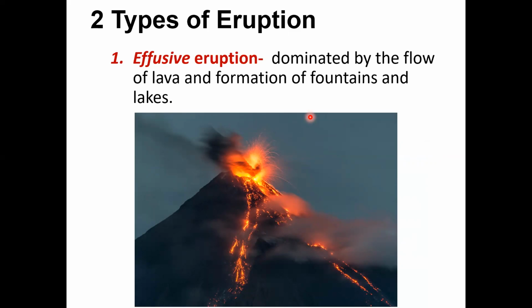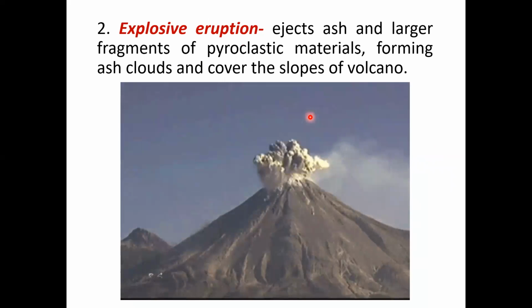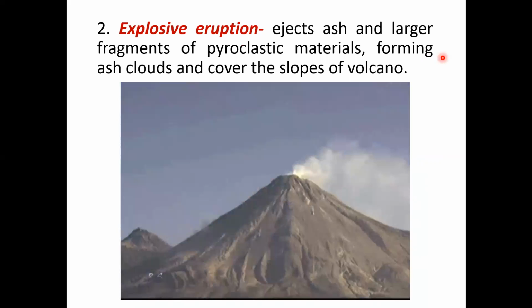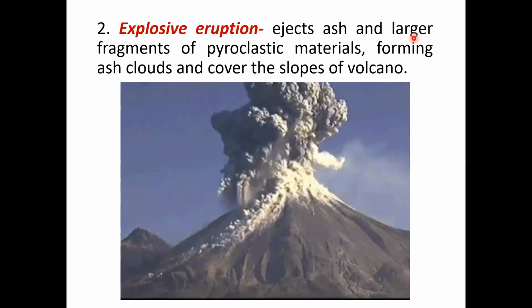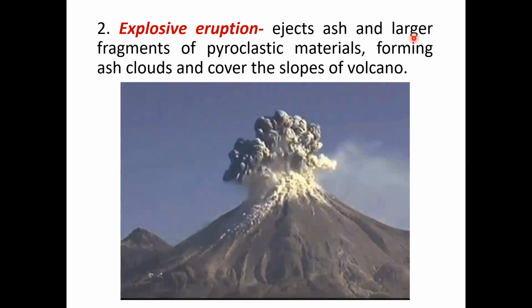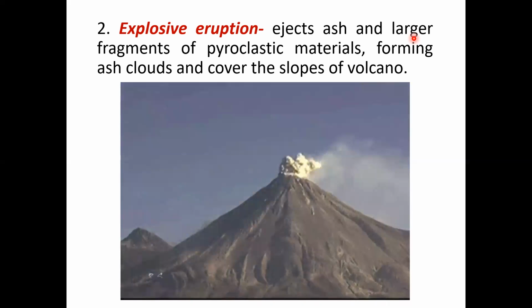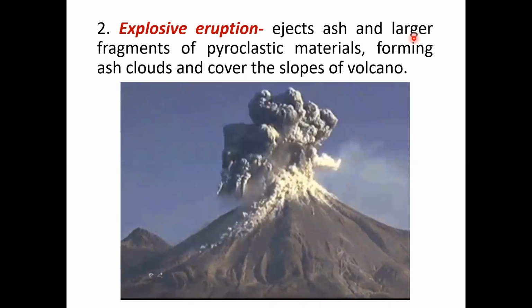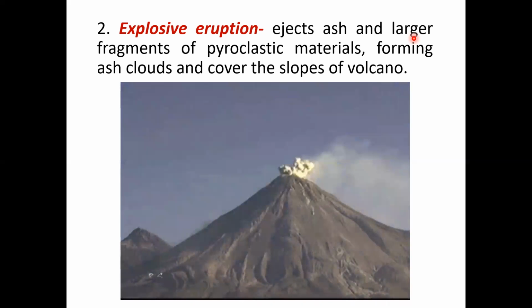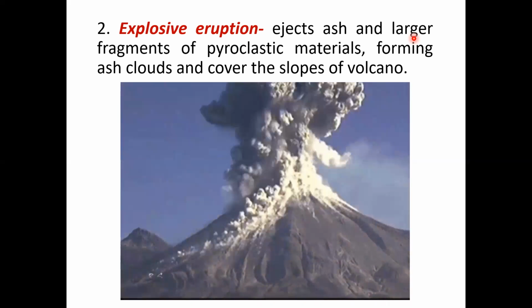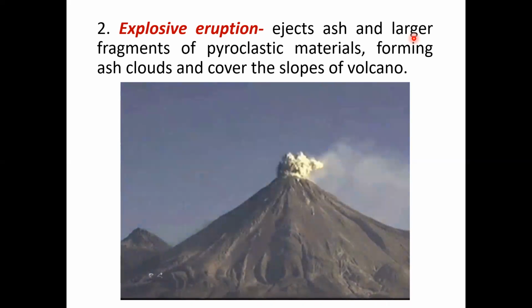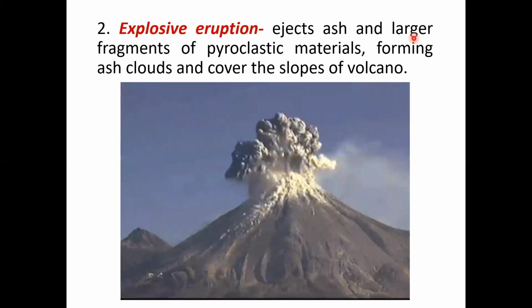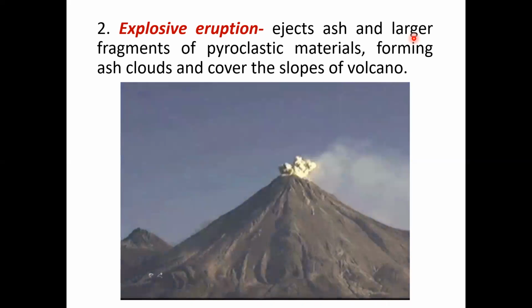The second type of eruption is explosive eruption. It consists of ash and larger fragments of pyroclastic materials, forming ash clouds and covering the slopes of a volcano. Among the two, explosive volcanic eruptions can be dangerous and deadly. They can blast out clouds of hot tephra from the side or top of a volcano.